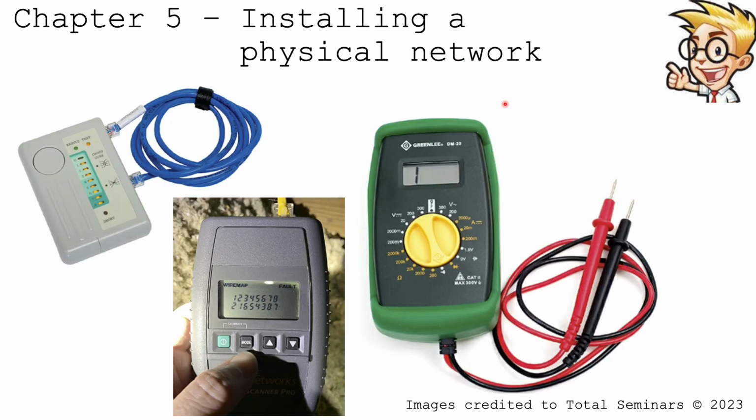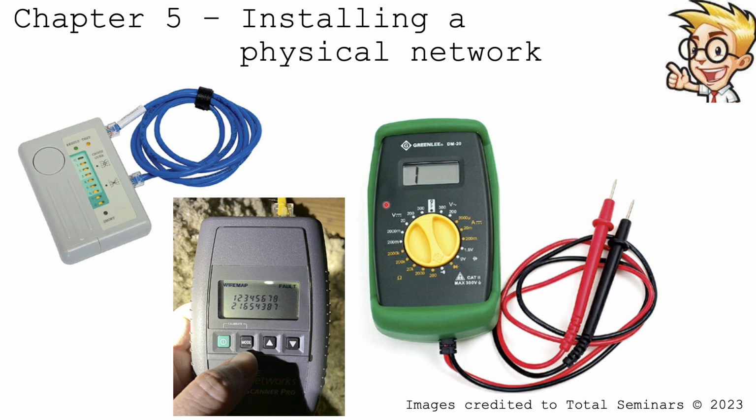There's a lot of different tools we need when installing a physical network. Copper breaks, it's much easier to detect with a continuity tester like this one. So we can tell when there's breakage. Cable scanners can find problems and wire map.